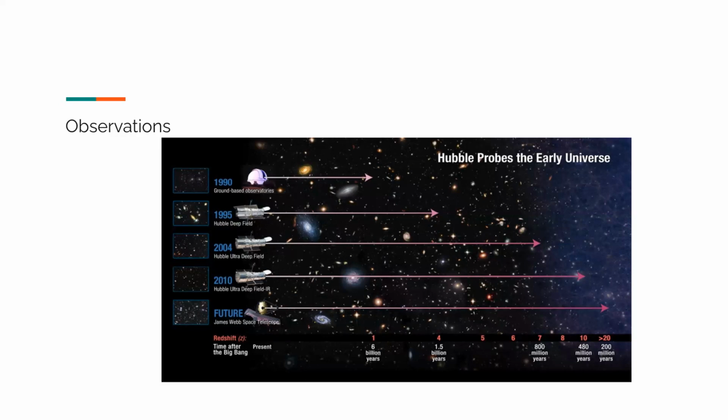Well, this is an outdated image that says the future, but the James Webb Telescope is actually up there, and it's doing wonders. It's even going deeper than the Hubble Space Telescope, and it's already given us really, really nice images above redshift 10.